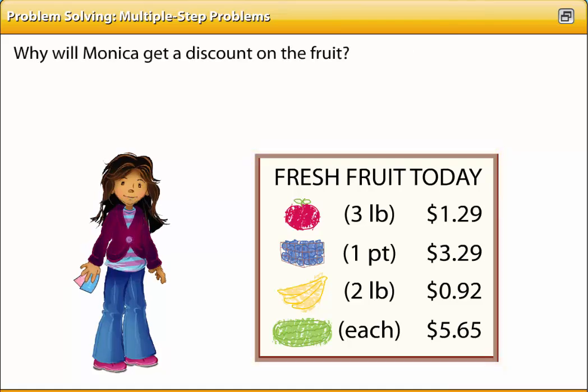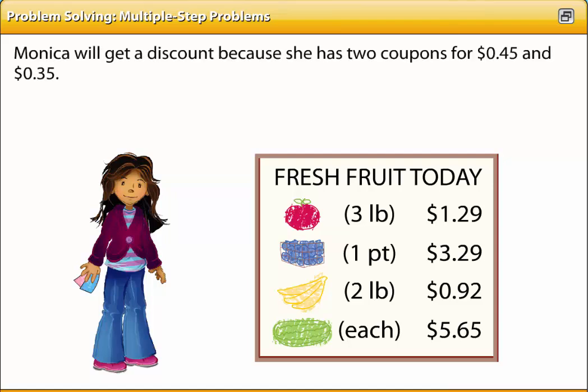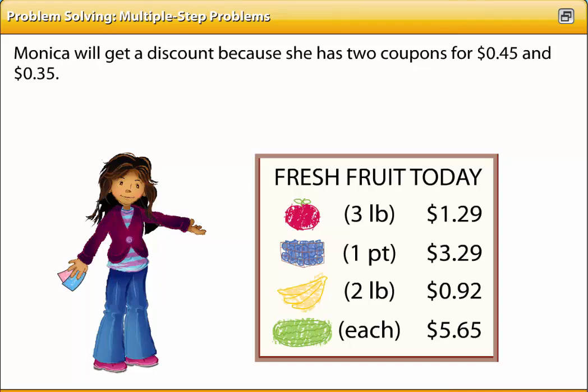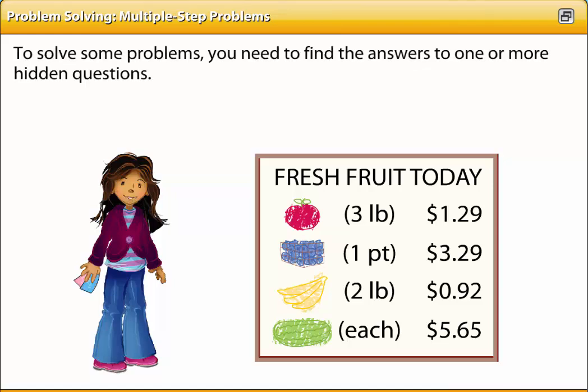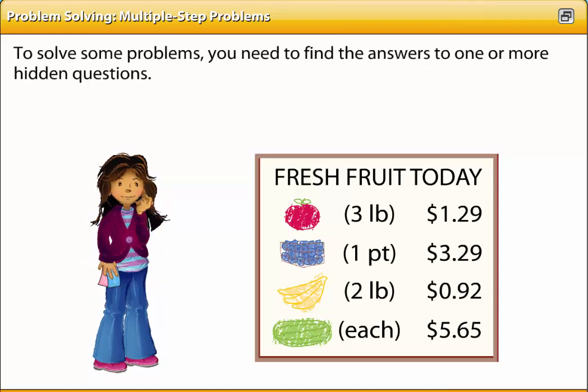Why will Monica get a discount on the fruit? Monica will get a discount because she has 2 coupons for 45 cents and 35 cents. To solve some problems, you need to find the answers to one or more hidden questions.